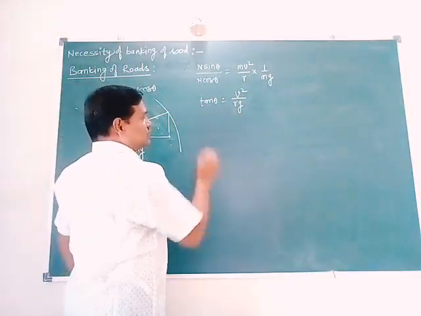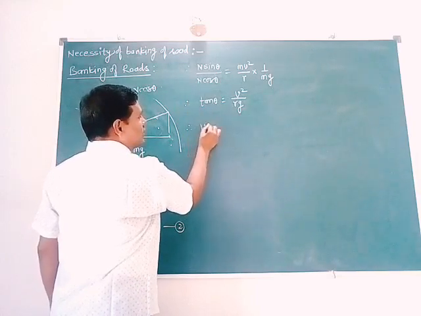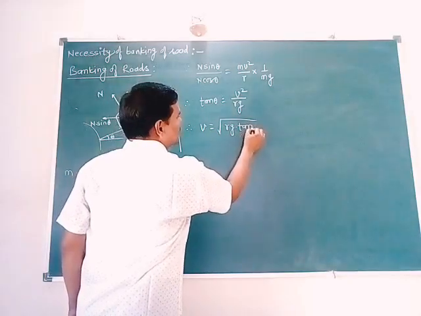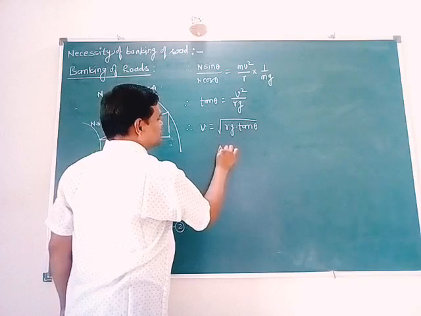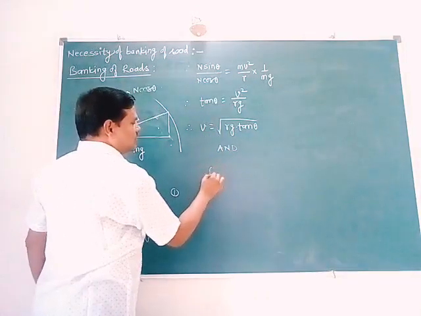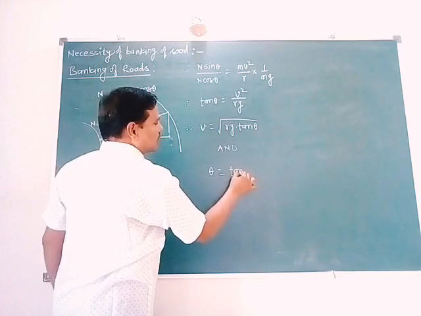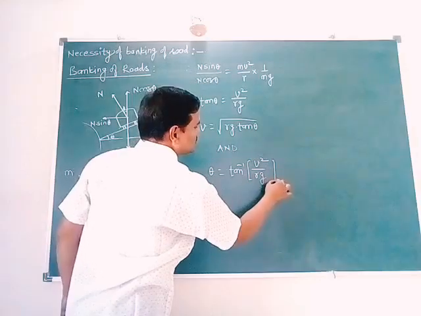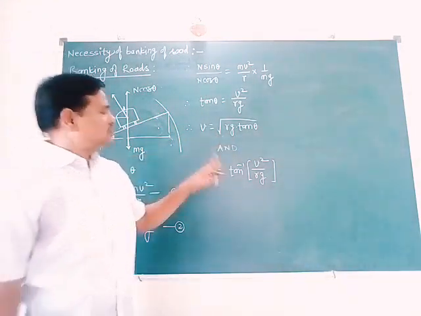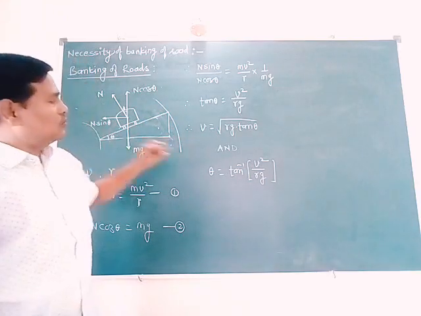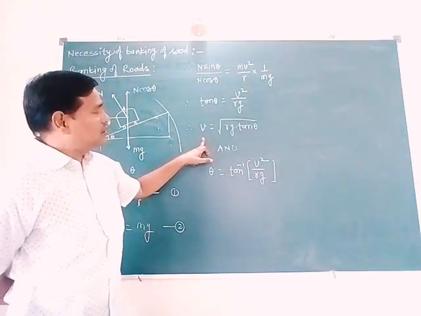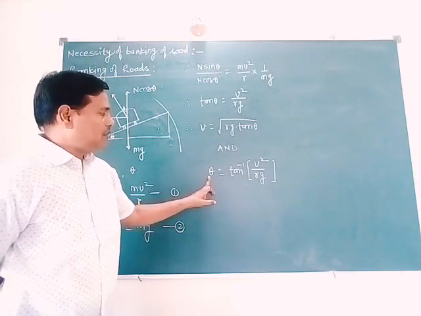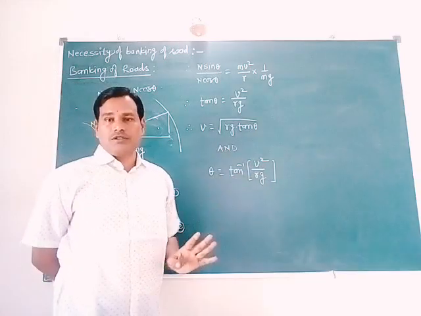So using this relation we can write v is equal to square root of r g tan theta, and theta is equal to tan inverse of v square upon r g. So these are the very important relations regarding the banking of road. First, the maximum speed of vehicle on banked road is equal to square root of r g tan theta, and angle of banking is tan inverse of v square upon r g.